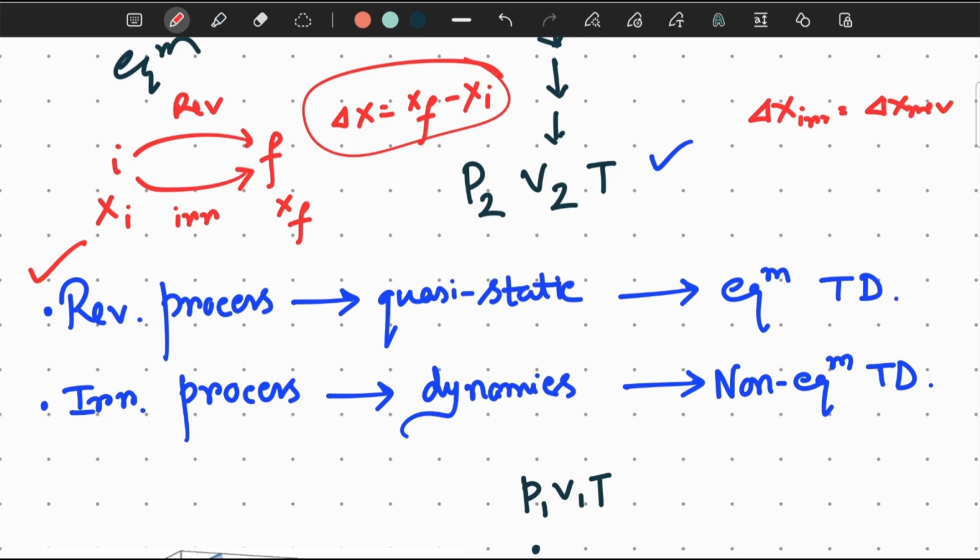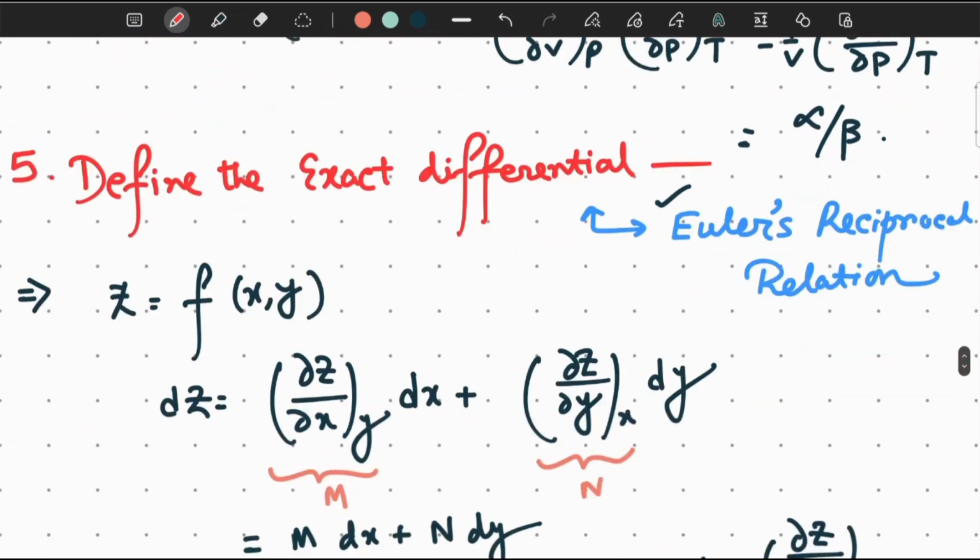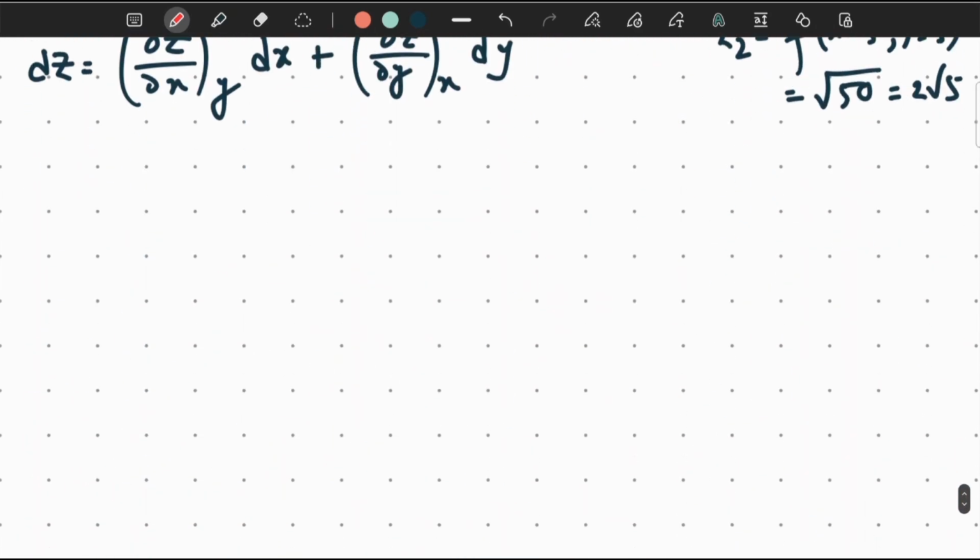That's why we always deal with state functions. In the case of path functions, you will see this will not be the same, and trouble will appear. So that's why our equilibrium thermodynamics works fine.